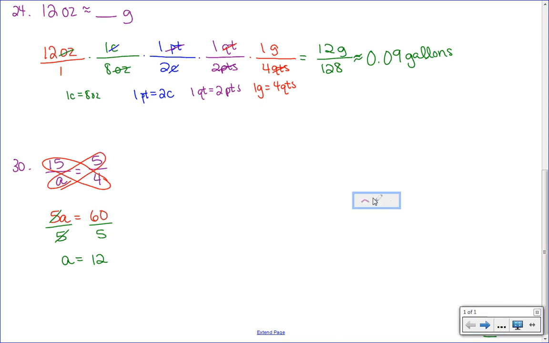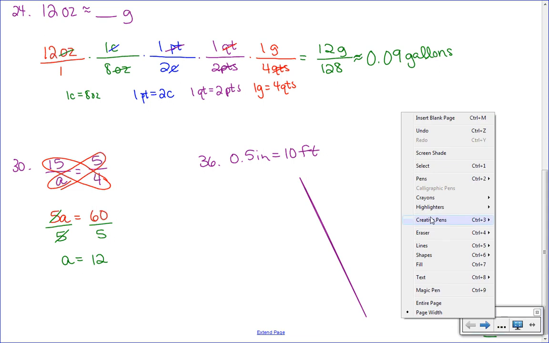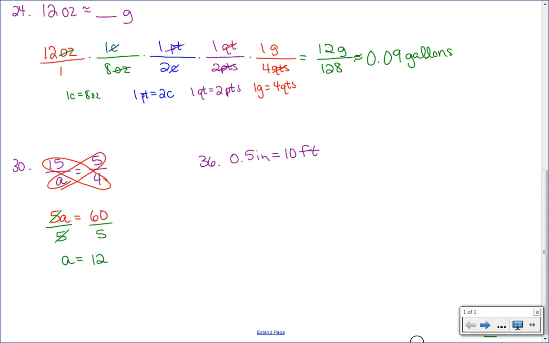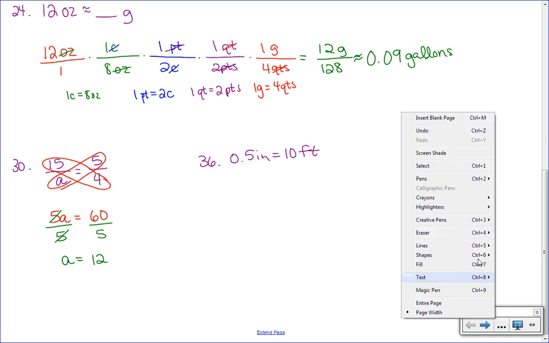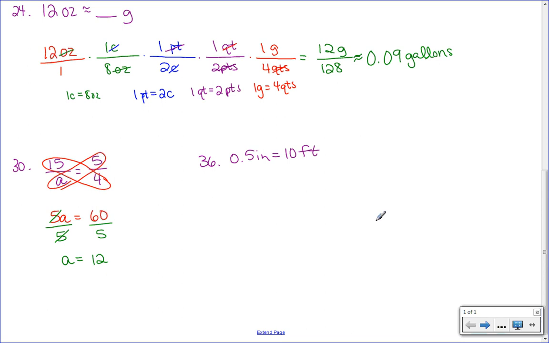And the next odd numbered problem is number 36. The directions for number 36 say on the scale drawing of a museum, the scale is 0.5 inches equals 10 feet. Find the actual length of each gallery. So for number 36, we're looking in the table at number 36 where it says Renaissance, and the drawing length is 4.25 inches.